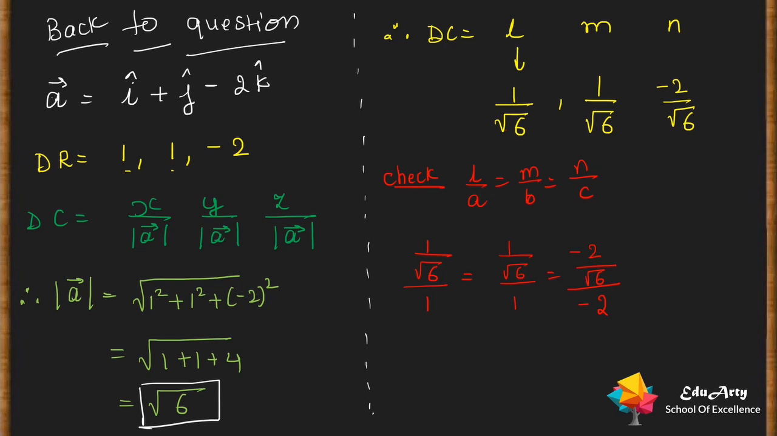ये 1 निकल जाएगा और ये 2 और ये 2 भी कट हो जाएगा. You will get 1 by root of x is equal to 1 by root of x, correct? So if you check, we will understand that they are all equal, right? So this is what we call direction cosine and direction ratio. This is how we will be doing the sums based on direction cosine and direction ratios, and henceforth for direction cosine and direction ratio we'll always say DR and DC instead of writing the whole thing.